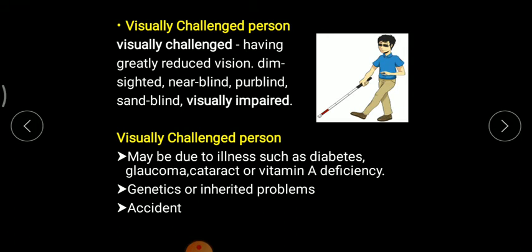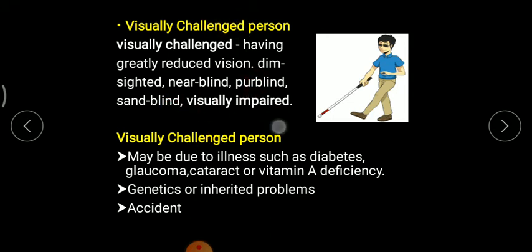Visually challenged persons have reduced vision. A normal human being can see properly, but a visually challenged person cannot see the environment properly, or sees the environment in a lesser amount, because their sight is very dim. So these are certain characteristics of visually challenged persons.